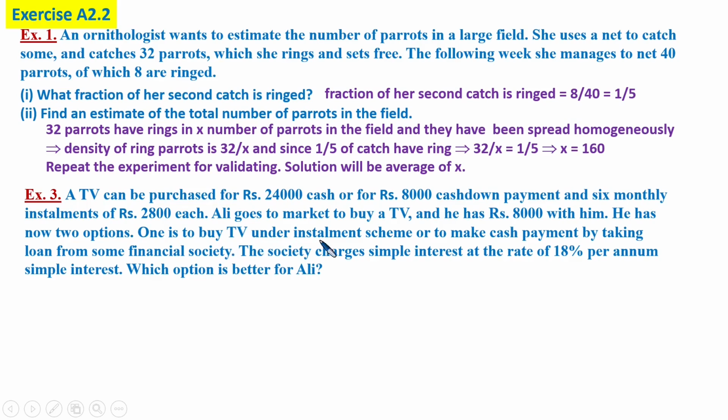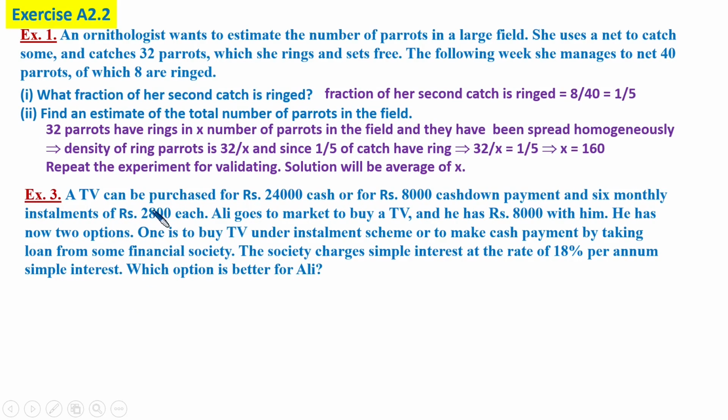So either he can buy under the installment scheme which is mentioned, or he can make a cash payment by taking a loan from a bank or some financial society. But the society will charge simple interest at the rate of 18% per annum. Which option is better? Whether he should go and take the cash from the bank, 16,000 extra, and pay it, or he should go with the shop's monthly installment of 2,800 rupees each.